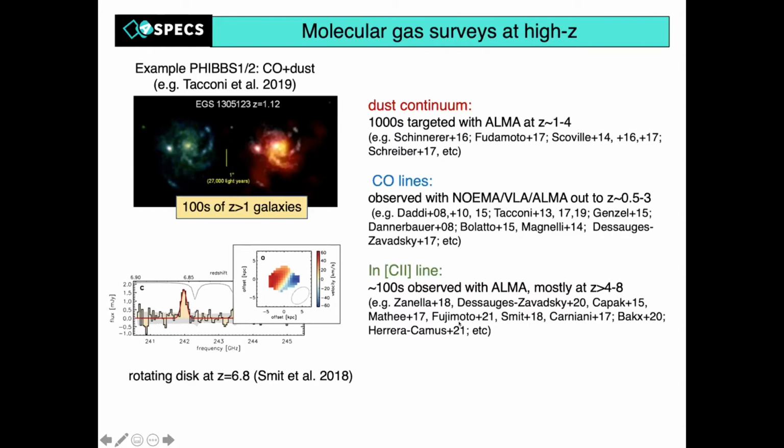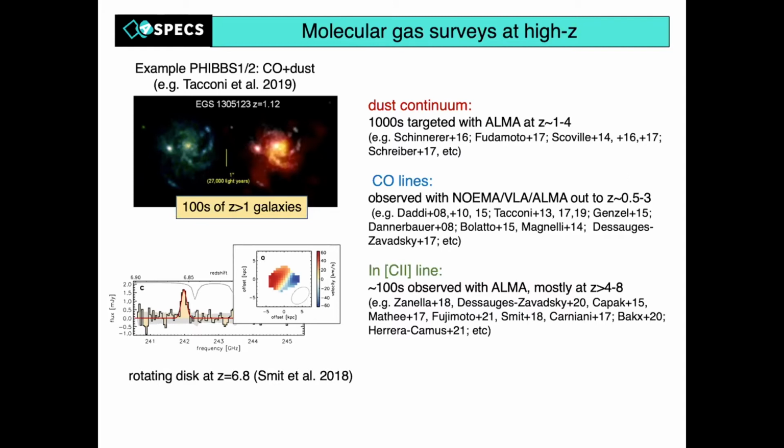But as I was mentioning, the most used tracers so far have been the dust continuum, the CO, CI, and C plus lines. In particular, the dust continuum has been extremely efficient at detecting the ISM from high redshift galaxies, and you can see that there are thousands of galaxies that have been observed with ALMA from redshifts 1 to 4. In particular, another interesting line you can observe is the C plus line, which has been key to characterize galaxies at redshifts above 4.